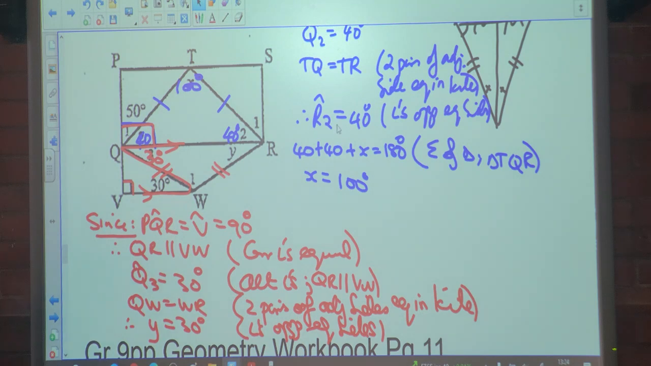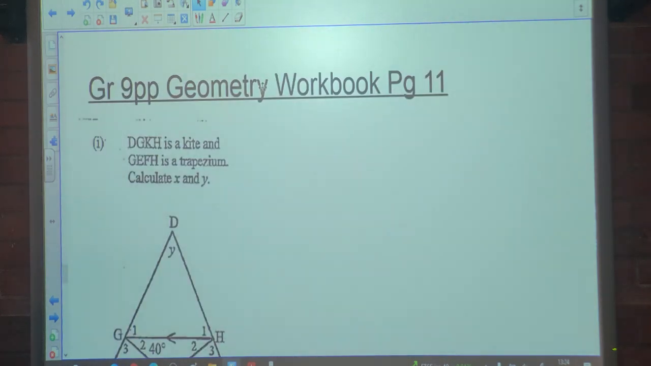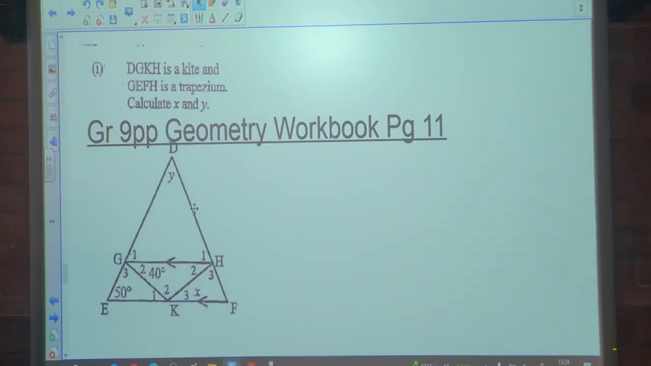Any confusion there? No? This is on the next page, no? Yes. Okay.